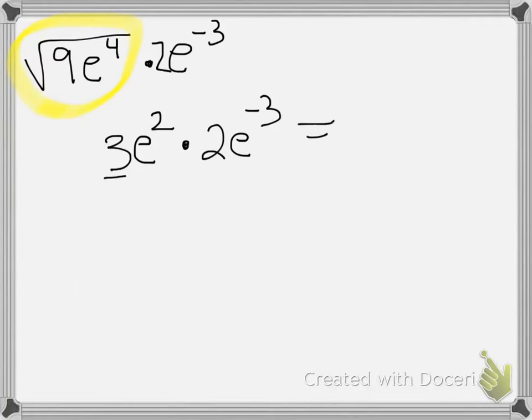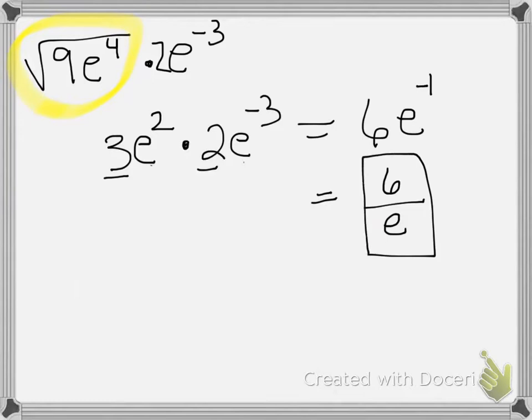Now I have 3 and 2, so that makes 6. 3 times 2 is 6. I have 2 bases, so I add my exponents, so that's 2 plus negative 3, which is negative 1. If I have a negative exponent, then I move that part to the denominator, so 6 stays where it is. e to the negative 1 becomes e to the positive 1 in the denominator, and you can leave the 1 off. You don't need it in the exponent. So 3e squared times 2e to the negative 3 became 6 over e.